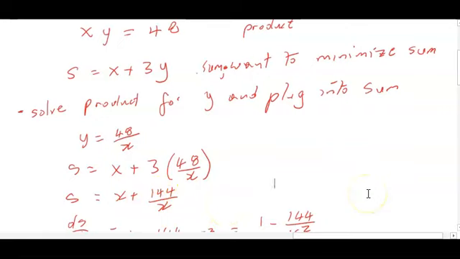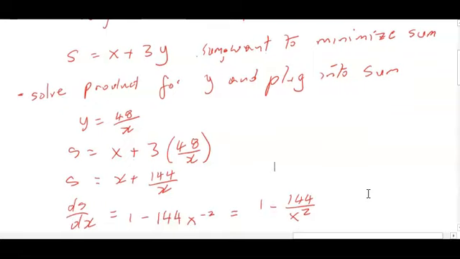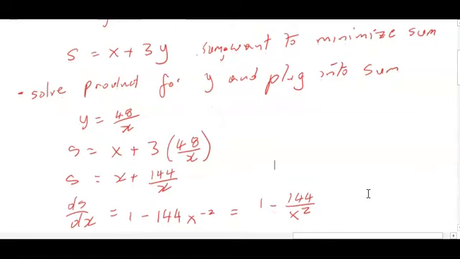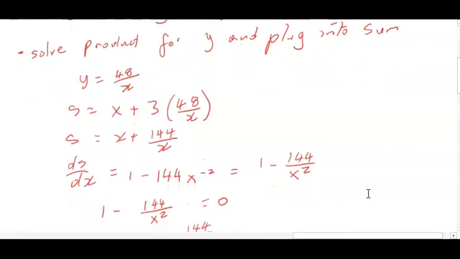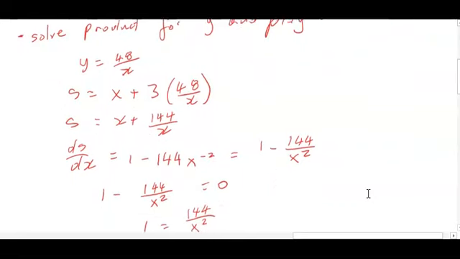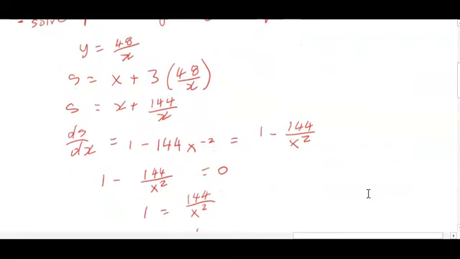Now, in order to find a maximum or a minimum, we find the derivative of the function, then set it equal to 0. The derivative ds/dx is equal to 1 minus 144 x raised to the negative 2, which we can write as 1 minus 144 over x squared. Then we set this 1 minus 144 over x squared equal to 0 and solve for x.